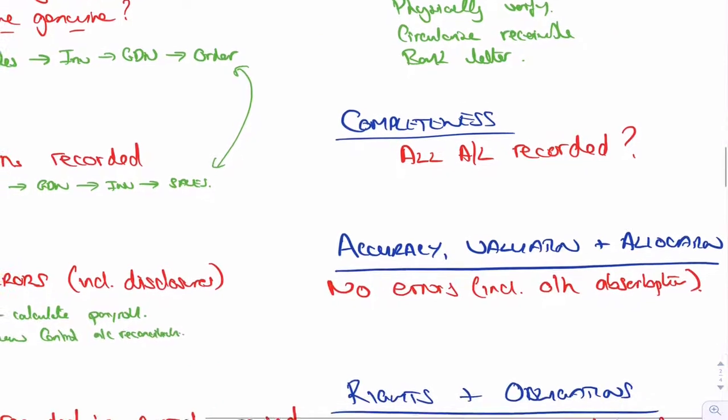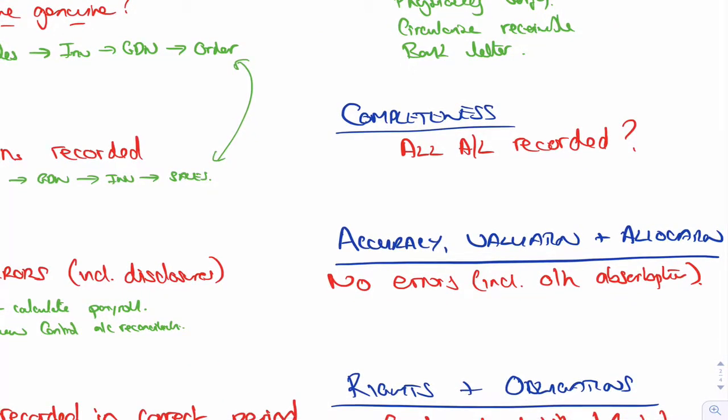Are all assets and liabilities recorded? Have we got them all? So, for example, you could review the repairs ledger to see if there's anything that actually wasn't a repair, was an improvement, and so it should have gone to capital. So you're making sure then that the PPE is complete.